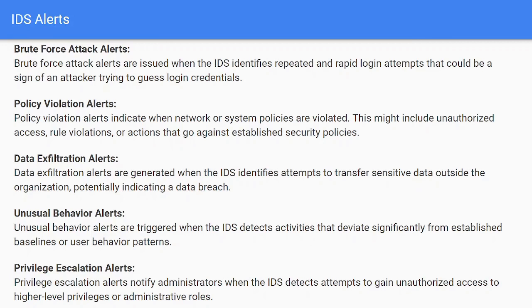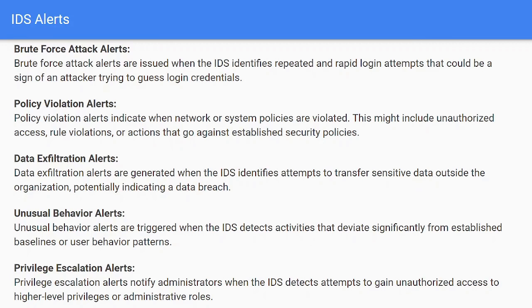Then we have the policy violation alert. A policy violation alert occurs when the IDS detects a system policy violation or a network policy violation. You get. And the next one is data infiltration alert. Data infiltration alerts are generated when the IDS is able to detect that sensitive information is being transferred outside the network. You understand? So that is called a data infiltration alert.